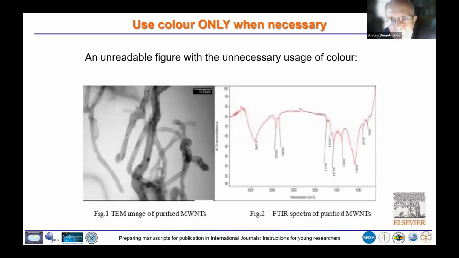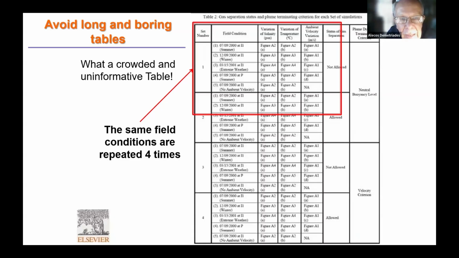Use color only when necessary. Here is a very poor result using color. We cannot see anything really, or it's difficult to see. Again, I'm stressing the crowded table. The same filter conditions are repeated 4 times. So this is an awful table.